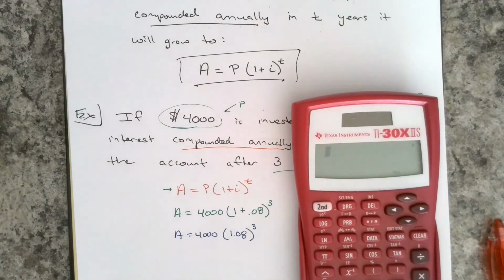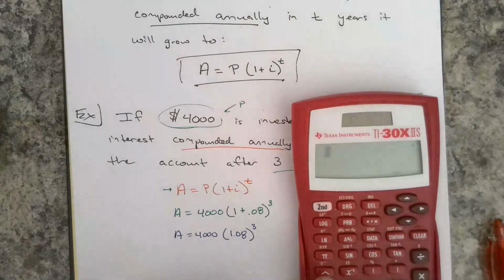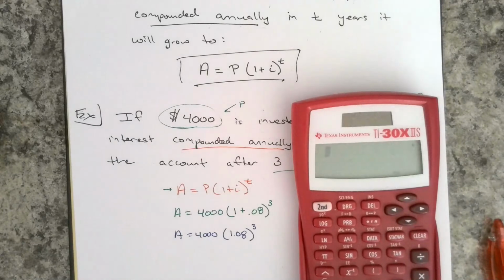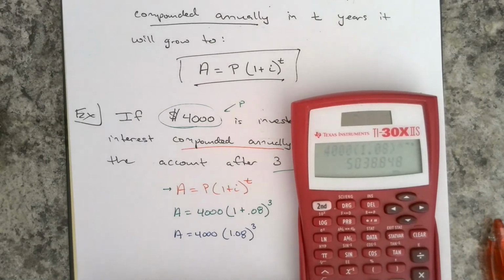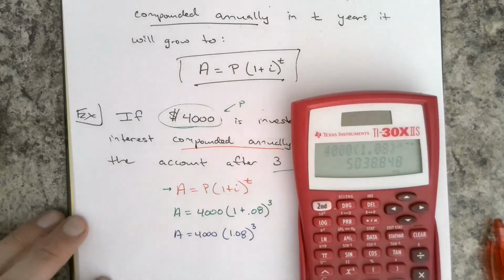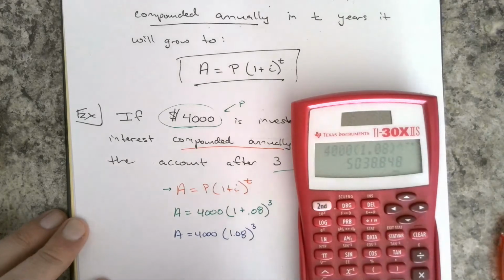But the important thing is to understand that if you have a calculator like this, it'll display all the operations on the screen. You could type this right in as you see it. I could write 4,000, then in the parentheses 1.08, close the parentheses, and then this little caret raises it to the power, so that's raising it to the 3rd power, and hit enter, and it'll give you an answer. So I end up with A equals 5,038 point, now I got 0.848.